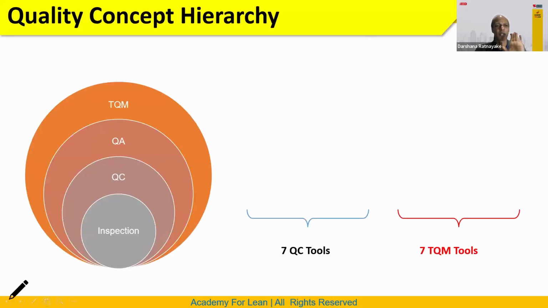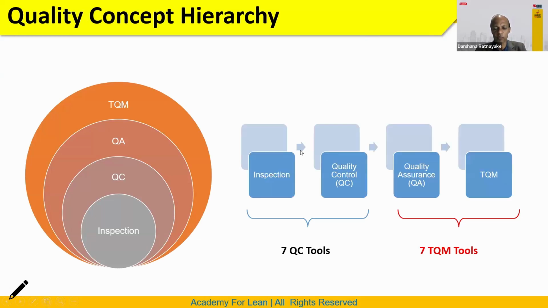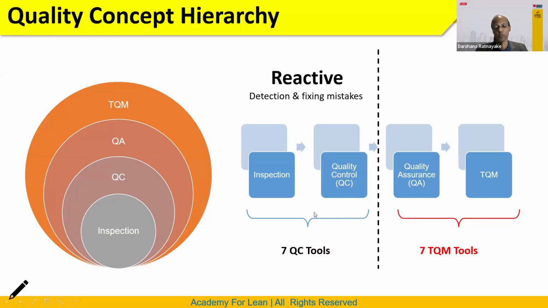7 TQM tools. Now, where do these tools stand? This is the slide we discussed on the very first day, and we discussed the same slide on the 7 QC tools day. This is the hierarchy. Please write it down here. We know there is this hierarchy, the quality evolution. We can divide it into 4: inspection, QC, quality assurance, and TQM. So for the first two areas, the reactive approach, we use the 7 QC tools. That means the problem already happened.